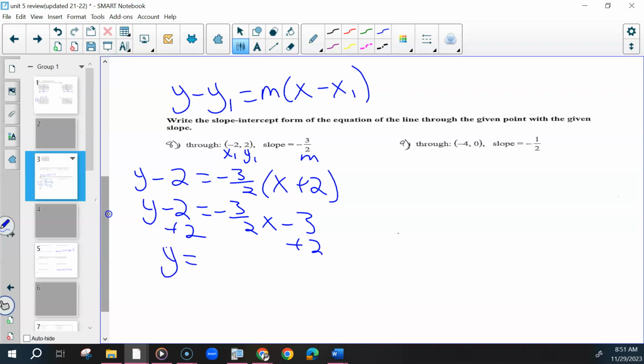So that our final equation would be y equals -3/2x minus 1. So this would be the equation that goes through this point that has this slope. Questions on that one? Or any others on this page?